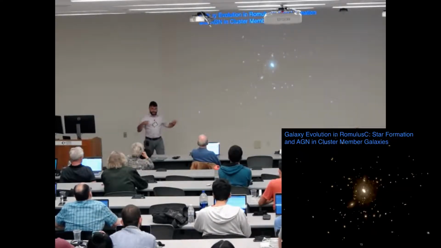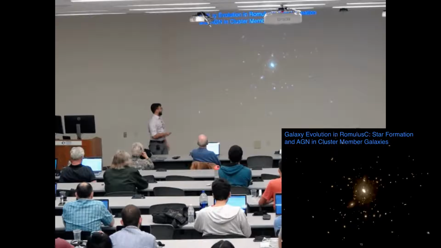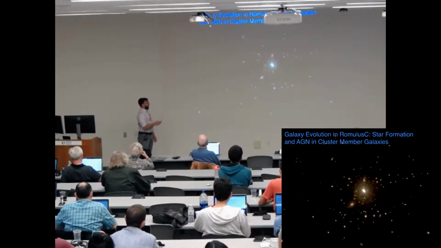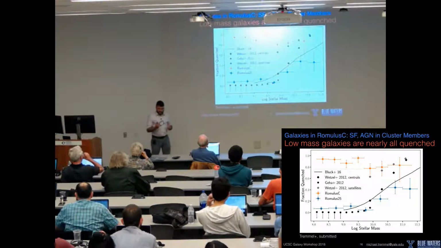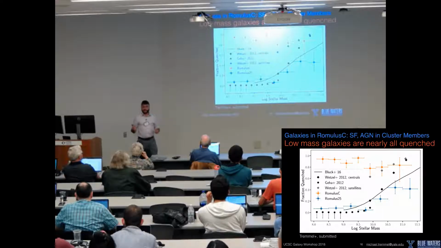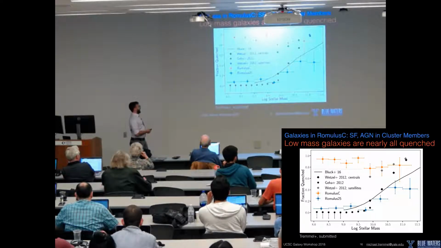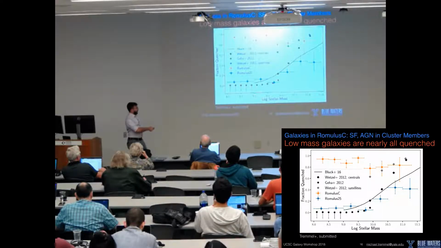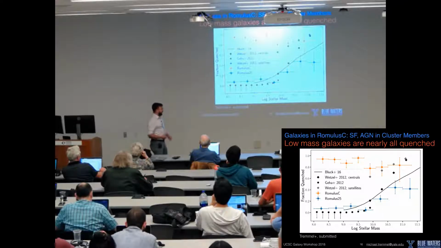So now that I'm done with the more massive galaxy, I'm going to talk about the other galaxies in the cluster, all of these other cluster member galaxies. So the first thing to look at, of course, is how many of these galaxies are quenched. And not surprisingly, most galaxies in the cluster are quenched. So this is the quench fraction of galaxies as a function of stellar mass for RomulusC in orange, and for Romulus 25, the isolated galaxies in the field in blue.